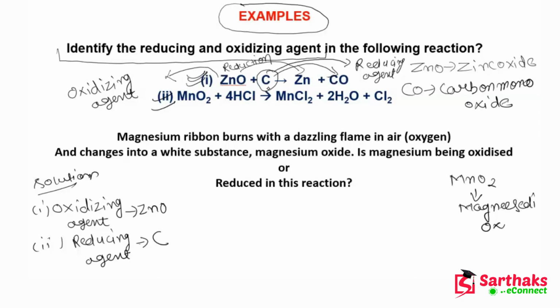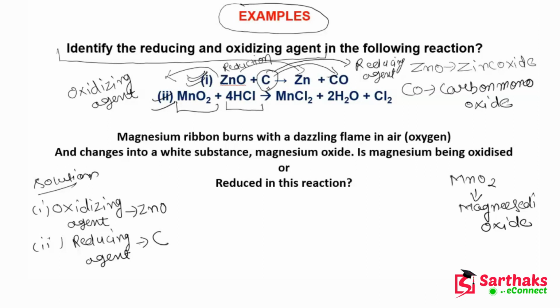Now guys, what happens when this reacts with HCl, which is an acid, or we will call it hydrogen chloride? When this manganese dioxide reacts with hydrogen chloride, it will give MnCl2, which is manganese dichloride, water, and chlorine.